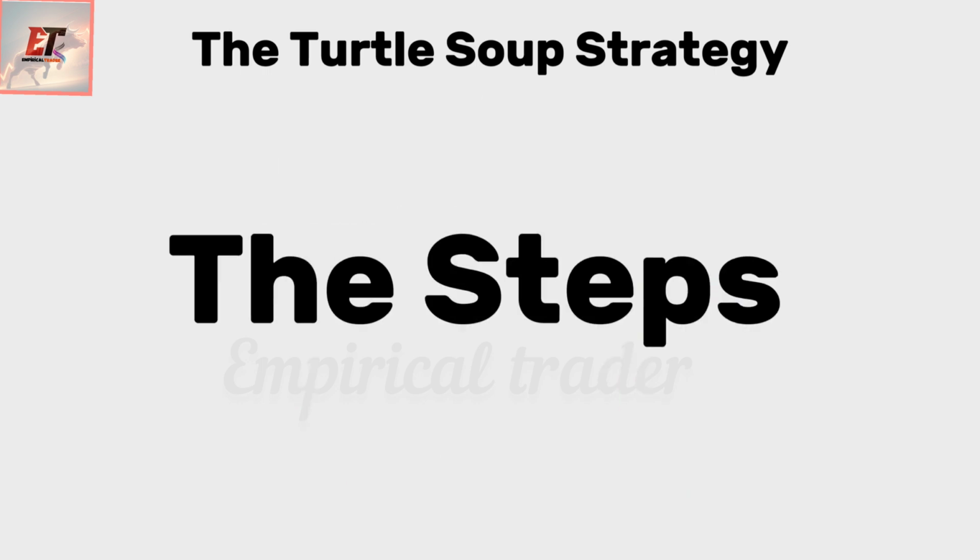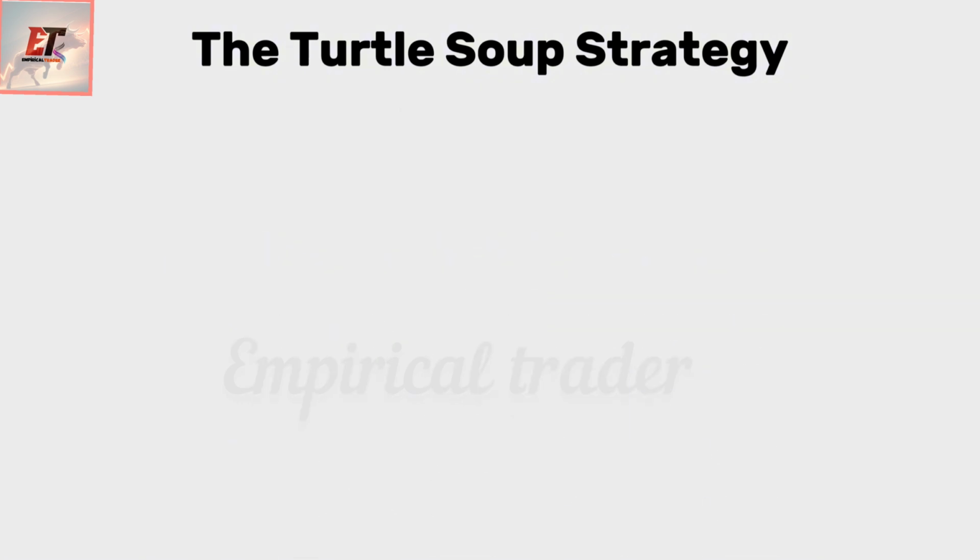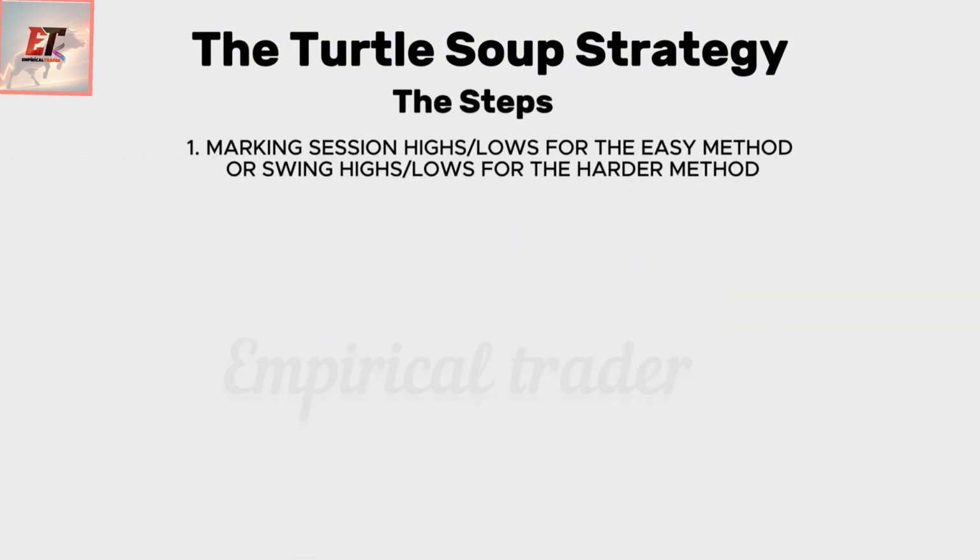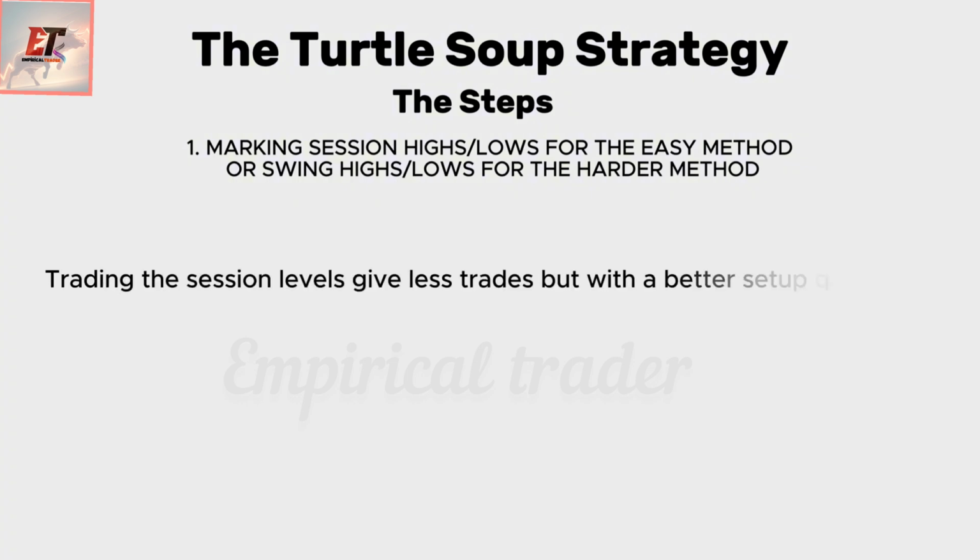The next details we are going to cover are the steps to validate a high-quality turtle soup setup. The first one is marking session highs and session lows. That is if you trade the session range. You can also trade swing liquidity levels that are outside the session range. But, as I mentioned before, trading the volatility of the session high and low will give you less trades, but more qualitative valid setups.